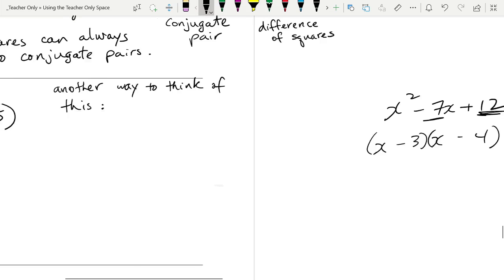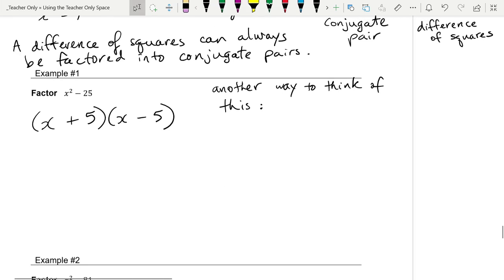Well, can I point out to you that I can kind of think of this the same way? I can think of x squared minus 25 as x squared plus 0x minus 25. I know that's kind of cheating, because what's 0 times x? 0. 0 times anything, 0. So I can kind of treat it the same way.